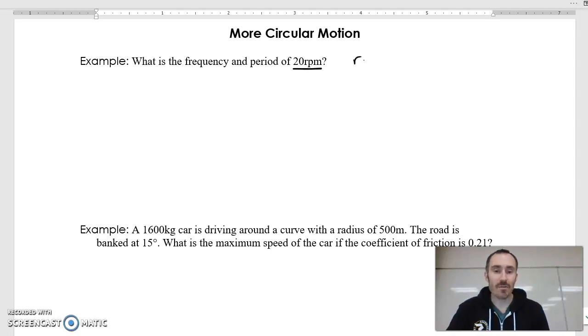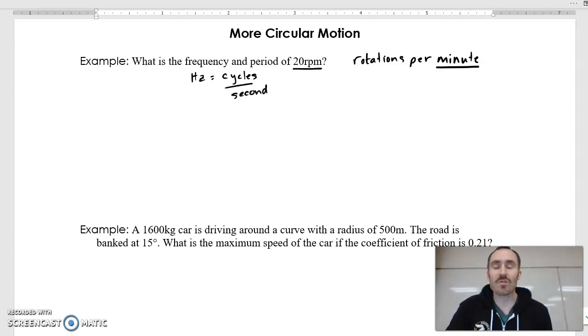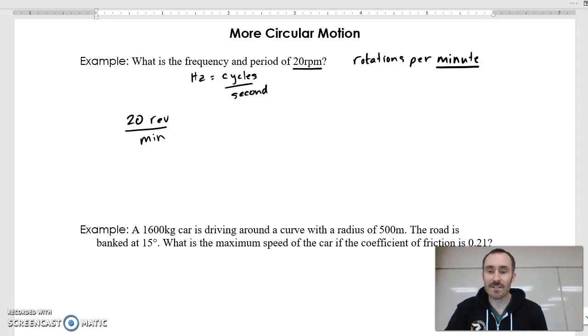Okay, RPM is rotations per minute or revolutions per minute, depends on what you're talking about. And so the thing that we need to fix here is the per minute part, because the frequency is measured in hertz, which is cycles per second. So our problem here is that 20 RPM is cycles per minute. And so we really need to change that into cycles per second. So 20 RPM, let's call it revolutions. And I want to change that to per second.